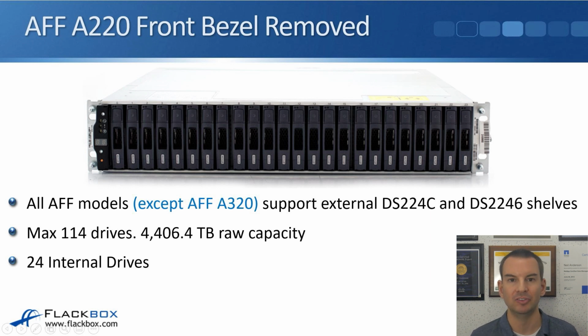The amount of capacity is different for the different models. So how many actual shelves and disks that they support is different. For the A220, it's a maximum of 114 drives and 4,406 terabytes. So about 4 petabytes on the A220 is the maximum raw capacity.